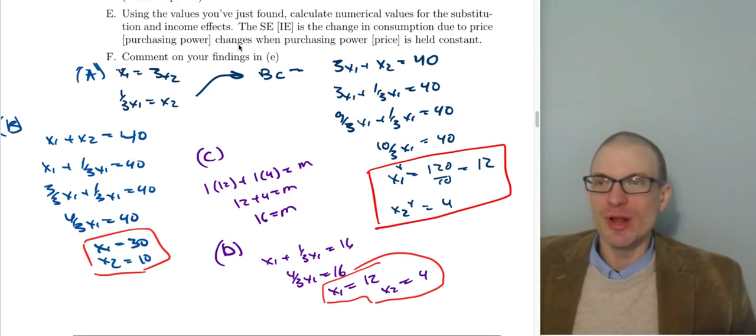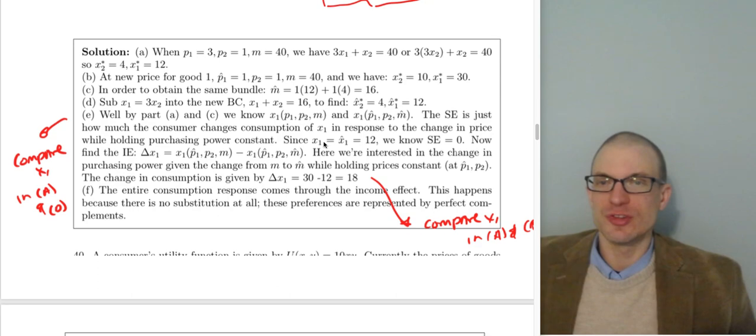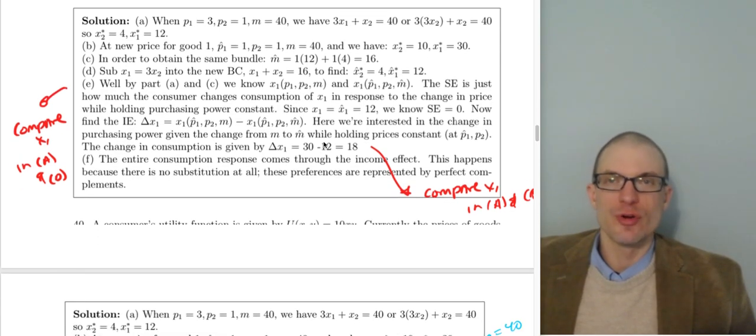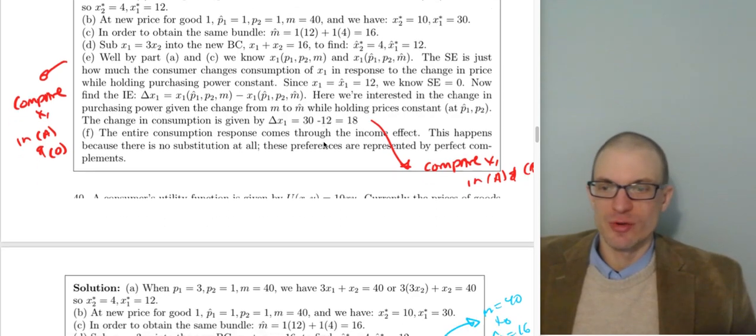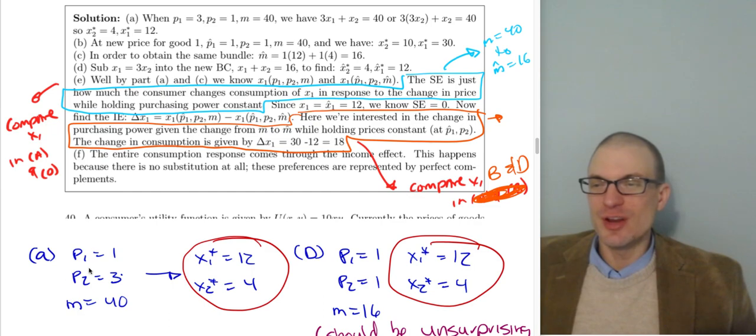But anyway, now what I want to do is use the values I found to get the numerical values for the substitution and income effect. So I'm actually going to scroll down. I'll just show you this solution for a second, and then I'm going to go to where I wrote it up probably a little bit nicer. All right, so I don't need to take a screenshot or whatever is the case, but I got it here as well. So, all right, again, we had part A.